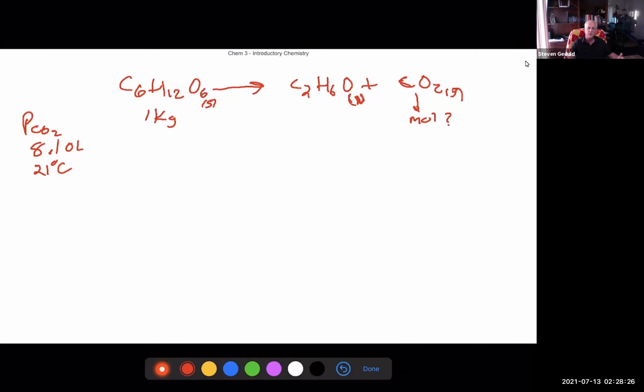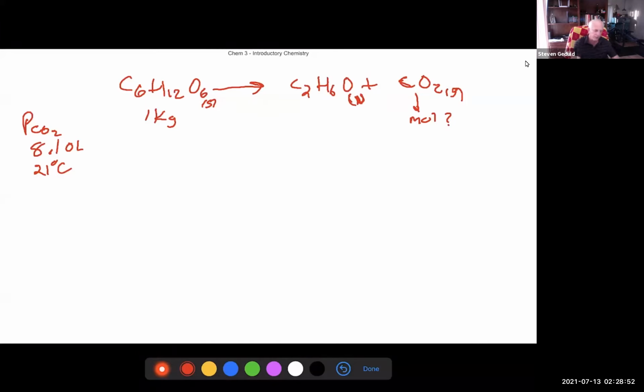They add sugars. You allow the sugar to ferment, turn into alcohol and CO2. The CO2 goes up, and that's your pressure. That's when you pop a champagne cork, it shoots across the room because of the pressure of CO2. And it wants you to know what's the pressure of CO2 when 1 kilogram of sugar reacts to form your alcohol and your CO2.